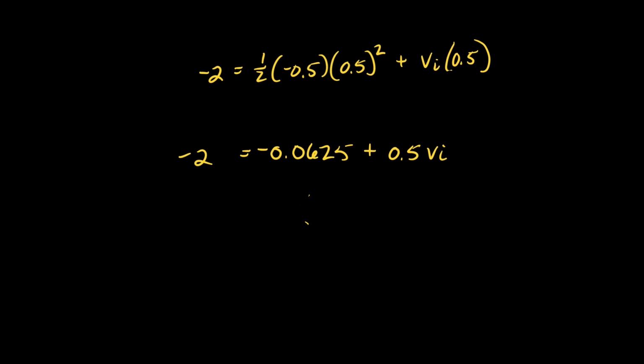So I add 2 to that, and I get 2 minus 0.0625. That gives me negative 1.9375 equals 0.5 VI.